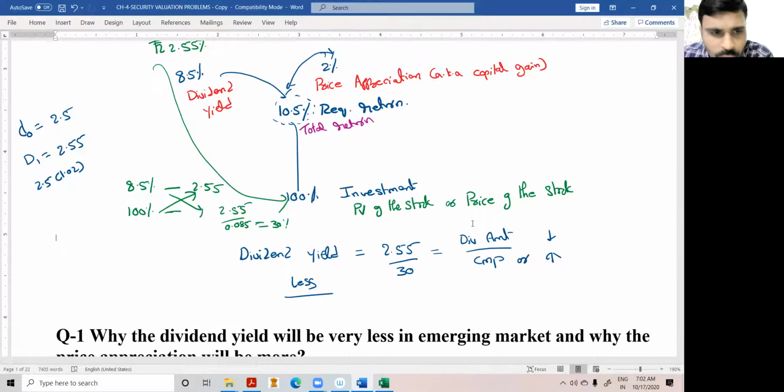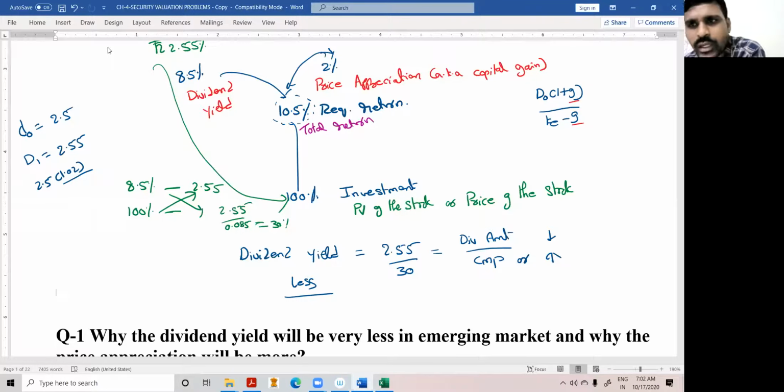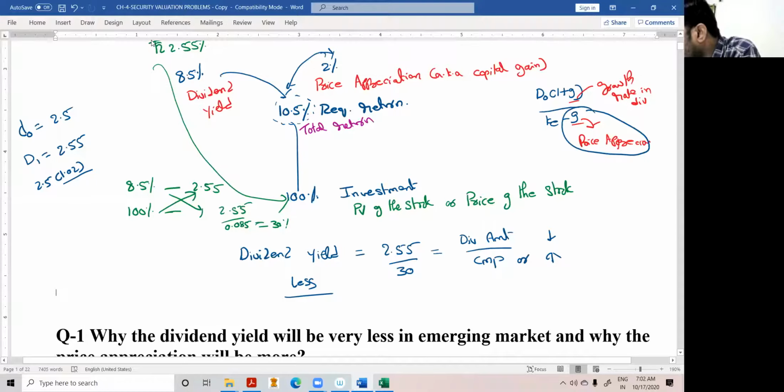And one more thing we have to observe in this problem: here we have observed dividend growth rate. In the denominator, we'll use D0 into 1 plus g in the formula Ke minus g. Actually, here we have used two growth rates as the same, but in reality it is not correct. Price appreciation will be different, and growth rate of dividend will be different.